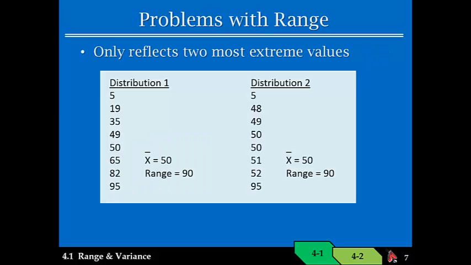There are some problems with range, however. One of the main problems is that it only reflects the two most extreme values of a distribution. And I hope this example below with two hypothetical distributions illustrates that case. So in these two distributions, they both have an average of 50 and a range of 90. When we look at these scores more closely, however, we see that the distribution on the right, distribution 2, is a lot narrower than distribution 1.